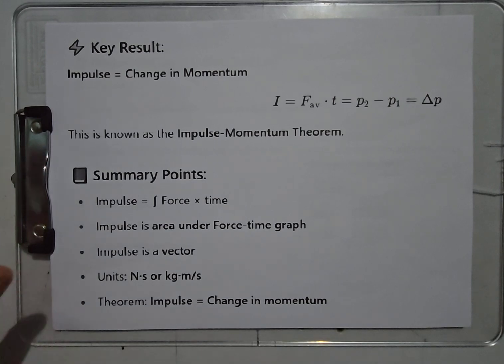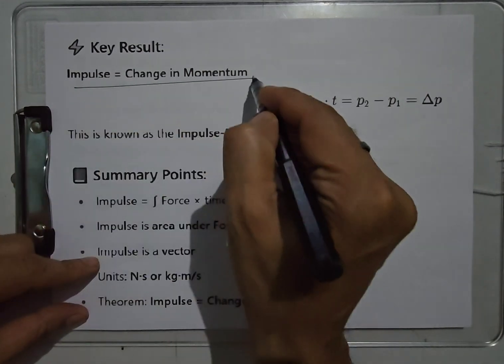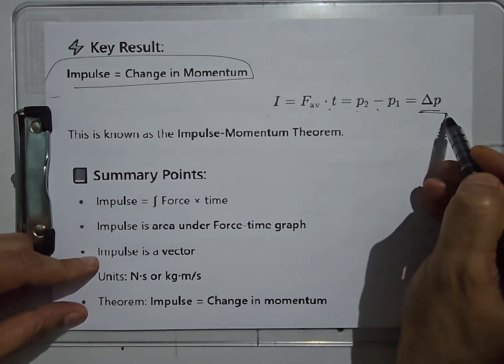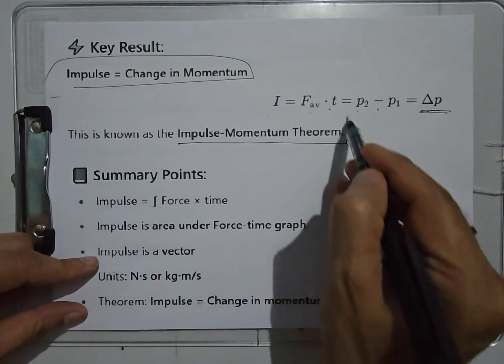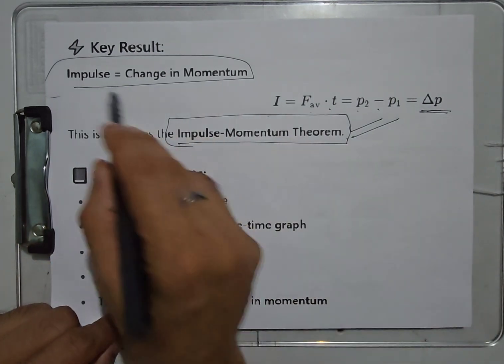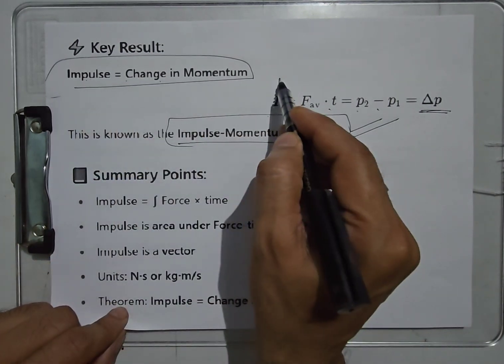Now what is the key takeaway from this discussion? This is the key result: impulse is the change in momentum. So I is equal to F average into t, which is P2 minus P1, or delta P. This is known as the impulse momentum theorem. This is very important regarding your NEET examination. What is the impulse momentum theorem? It is nothing but impulse is equal to change in momentum. So these two are related.